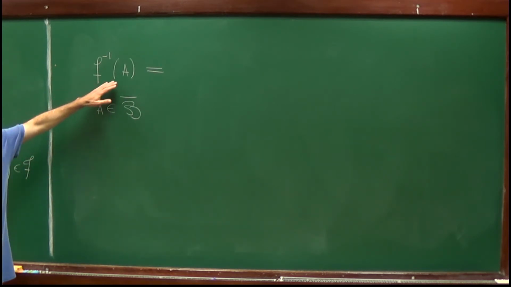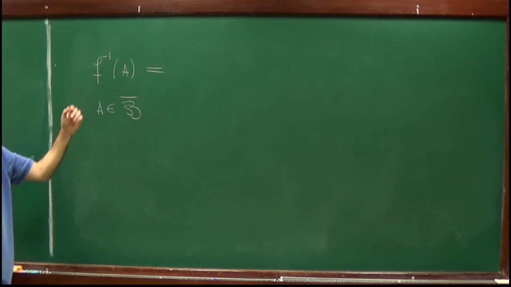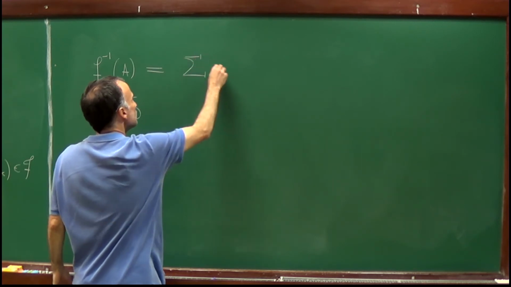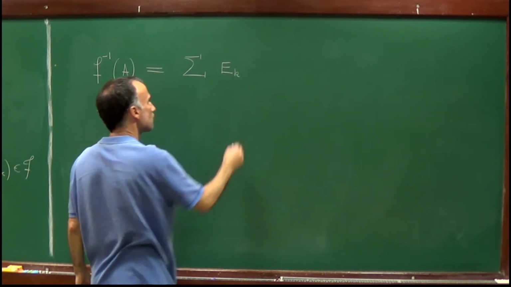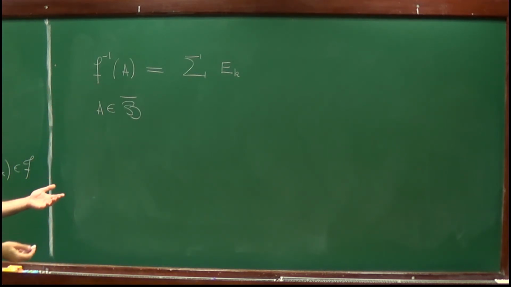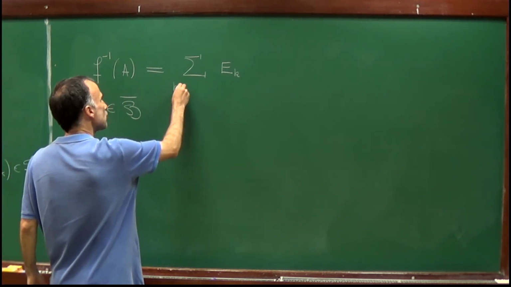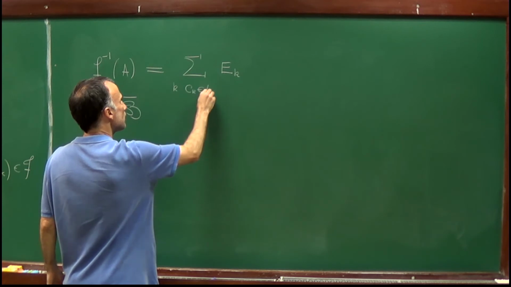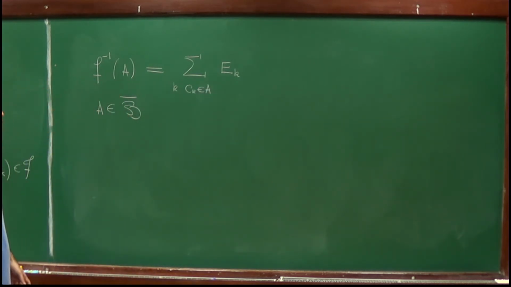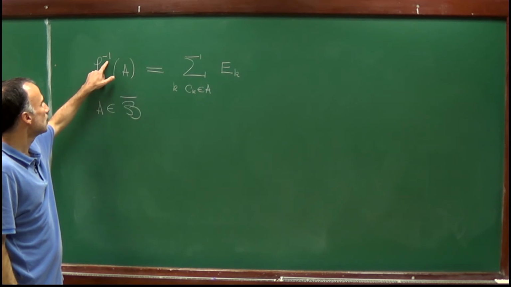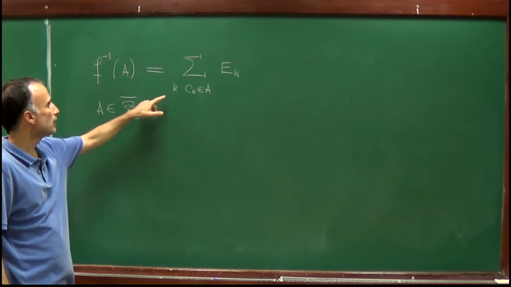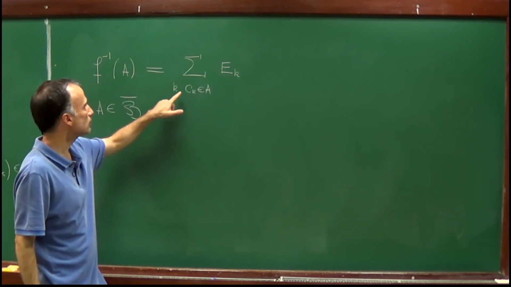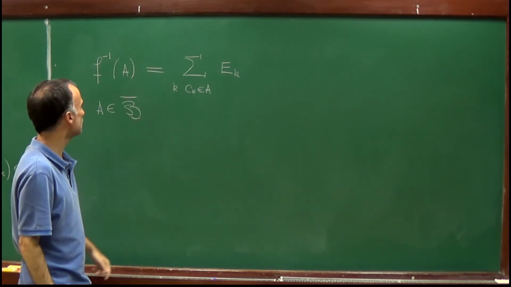What I claim is that if you take the inverse image of this set A, this is always equal to a union of Ek, but I'm not taking all Eks, I'm taking a union over all indices k such that Ck belongs to A. So the inverse image of a set A is a union of the sets Ek, where the ks I'm taking in this union are all the ks for which Ck belongs to A.